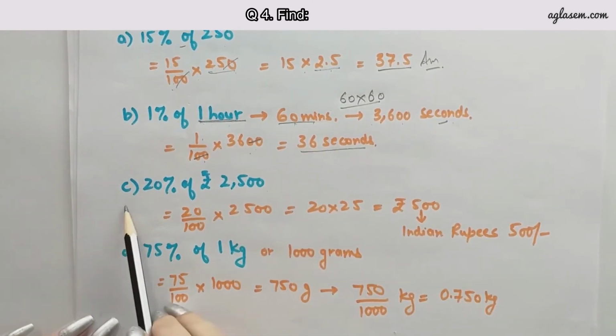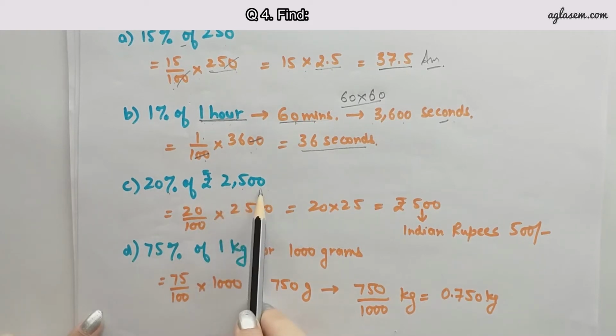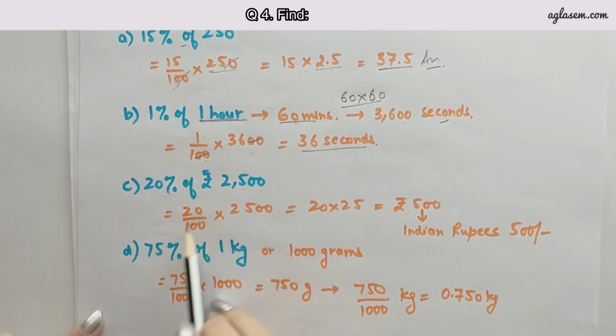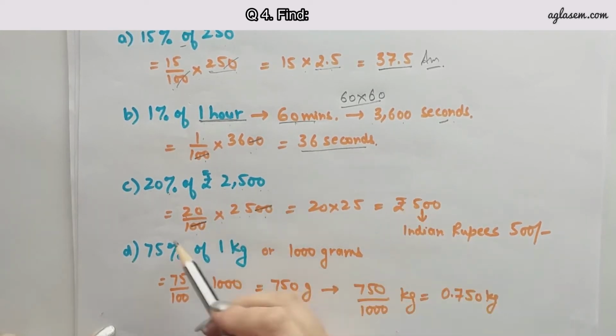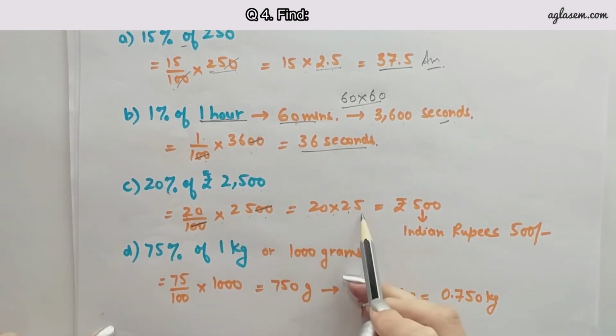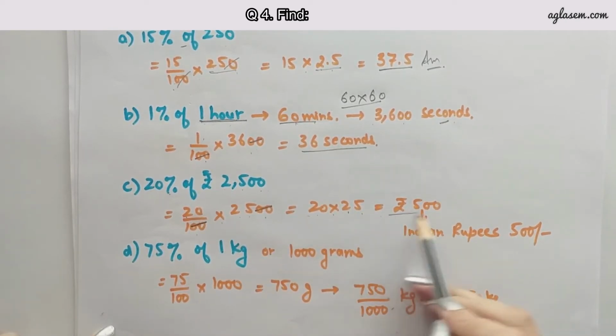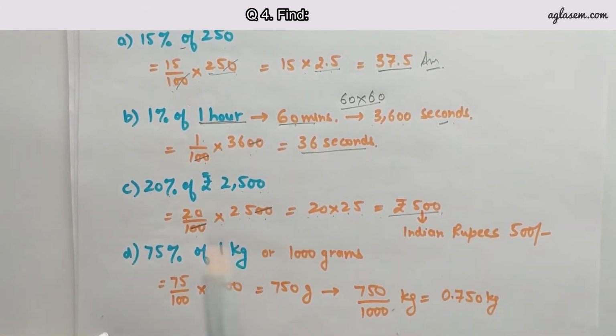Now C part, it is 20% of 2500 rupees. So it's also an easy question. We have 20 divided by 100 into 2500. Now we can cut it very easily. 100 and these 0s will be cancelled out and we'll get 20 into 25, which is 500. That is 500 Indian rupees is the answer for the C part.